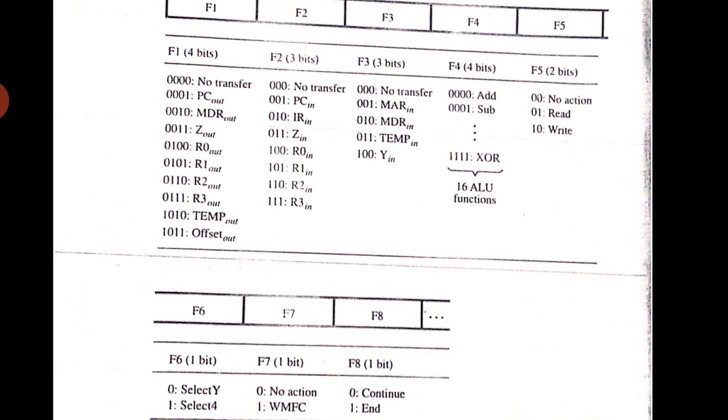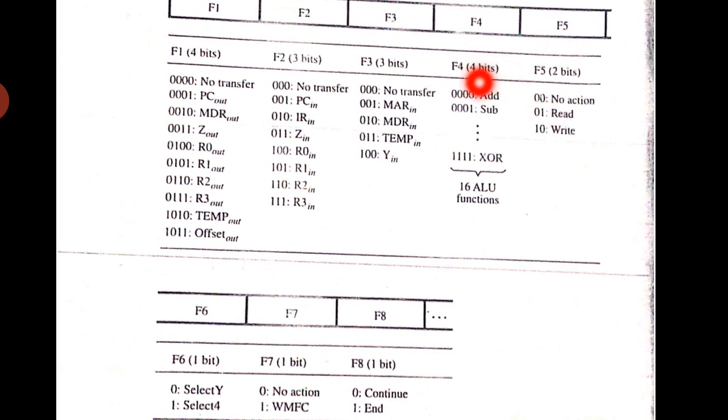See here, all the 16 operations of an ALU come under one group. That group name is given as F4. These 16 operations are selected by using 4 bits, from 0000 to all ones. If we give 0000 to the F4 group, the ALU will perform the addition operation. If we give 0001 to the F4 group, then the ALU will perform the subtraction operation, and so on.